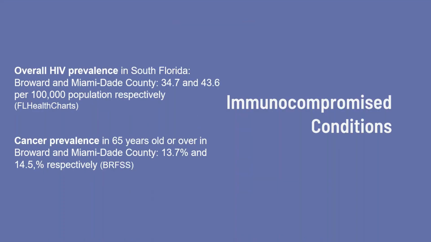So, the last system we are going to talk about is the immune system. And in that, we are going to talk about HIV and cancer as the immunocompromised conditions. The prevalence of HIV in Broward and Miami-Dade County is around 34 and 43 per 100,000 population respectively, and this data is from Florida Health Charts. The prevalence of cancer in the senior population of Broward and Miami-Dade County is around 13 and 14% respectively.